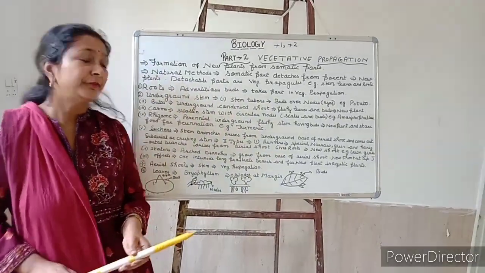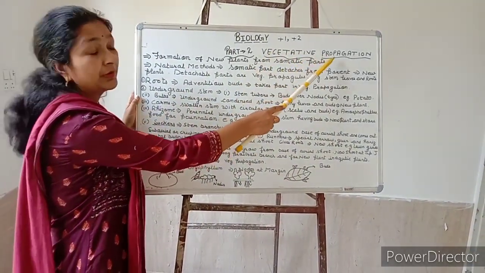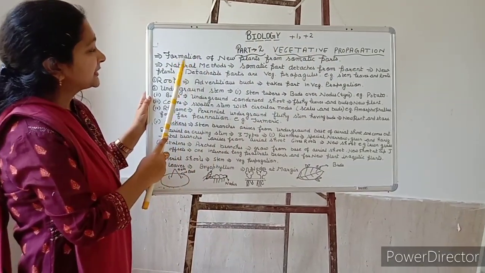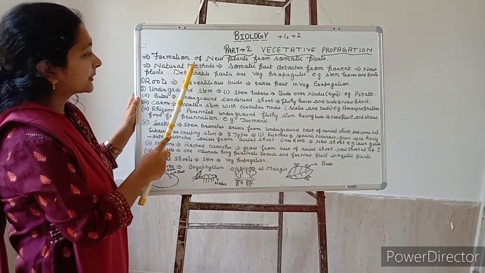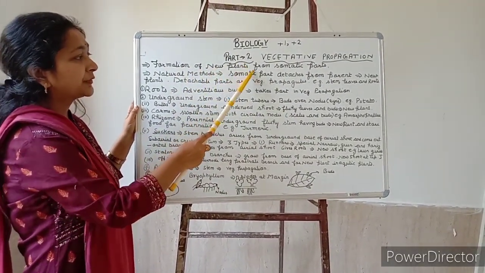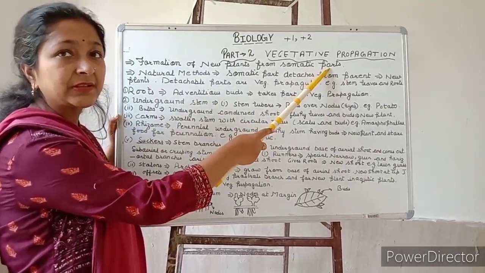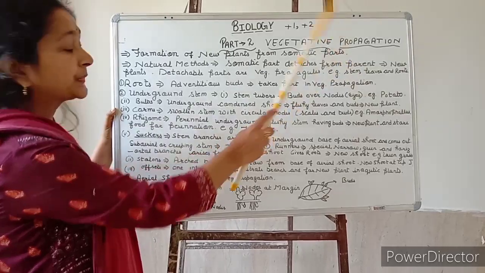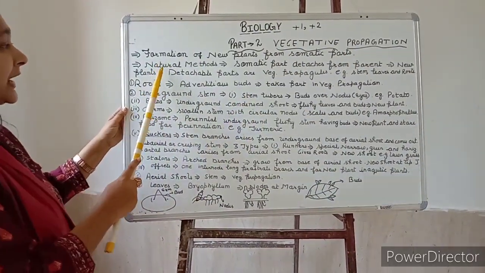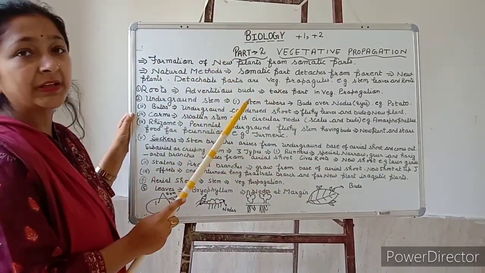First of all, we have to know what is vegetative propagation. Vegetative propagation is the formation of new plants from somatic parts, and somatic parts are leaves, stem and roots. Now, natural methods of vegetative propagation.